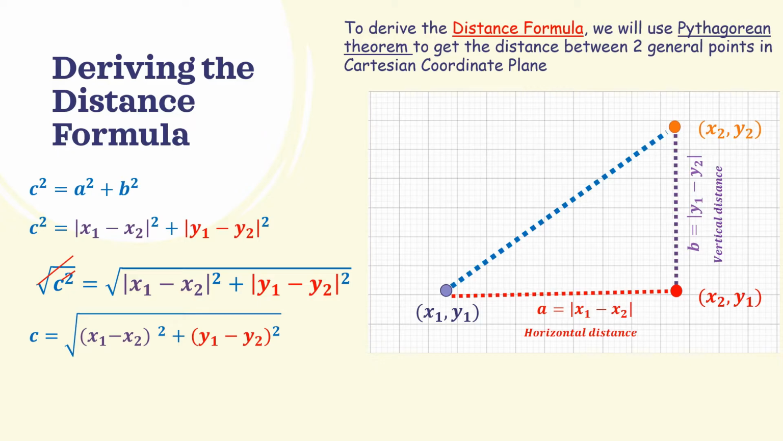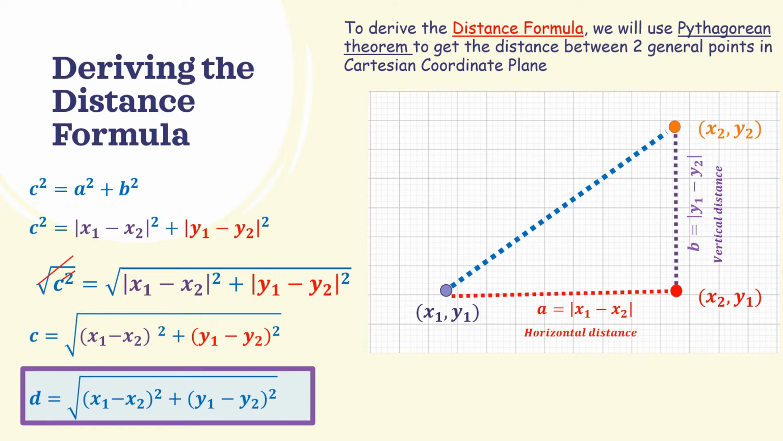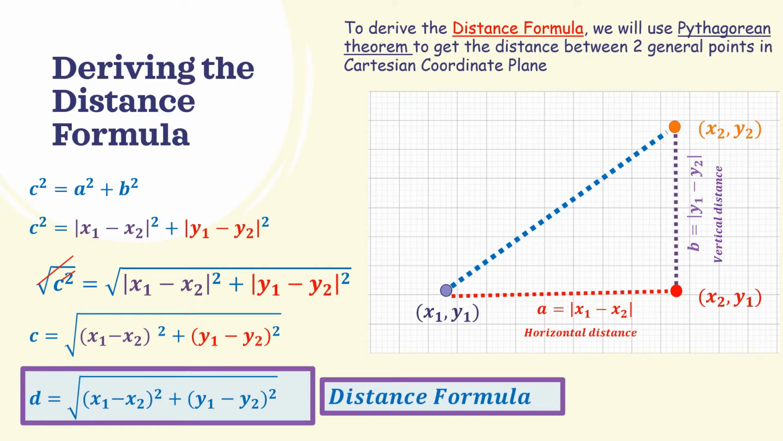Then all you have to do is replace c with the letter d, which stands for distance. Therefore, our distance formula is d equals the square root of the quantity x sub 1 minus x sub 2 squared plus the quantity y sub 1 minus y sub 2 squared. This distance formula can be used to find the distance between any two points on your Cartesian plane.